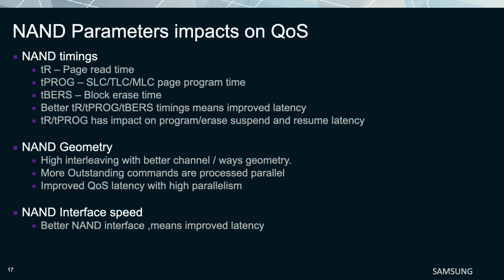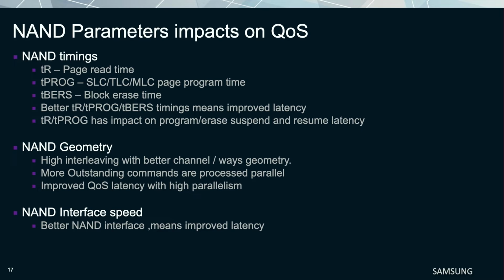NAND parameters, if you talk about, there are a lot of timing parameters you can see. SSD vendors talk about a lot of timing parameters, but in this case, we'll take care of these 3 parts: tR, which is the page read time, tPROG, which is the page program time, for SLC, TLC, MLC, and block erase time. So these are the 3 timing parameters mentioned in the specification, and these are the main parameters which play a role in the QoS performance.